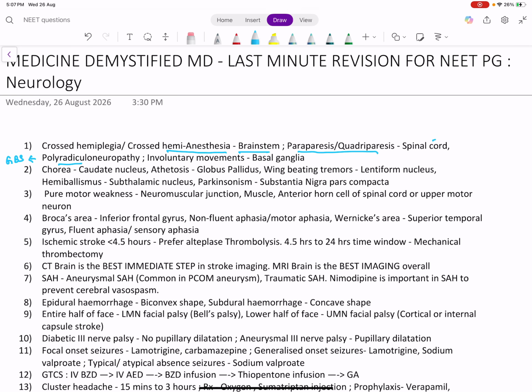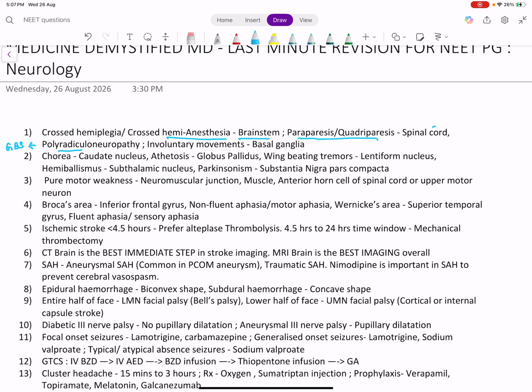If there is involuntary movement, think of basal ganglia. Now, we localize the basal ganglia. Chorea is a problem with the caudate nucleus. Athetosis is a problem with the globus pallidus. Wing beating tremors, which occur in Wilson's, are a problem with the lentiform nucleus. Hemiballismus is a problem with the subthalamic nucleus. Parkinsonism is a deficiency of dopamine in the substantia nigra pars compacta.